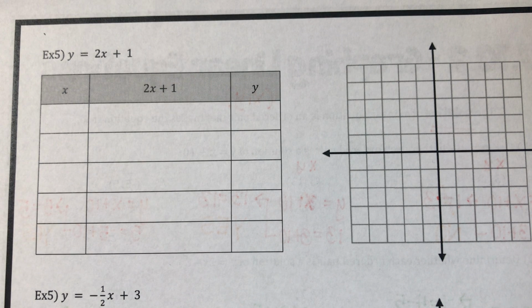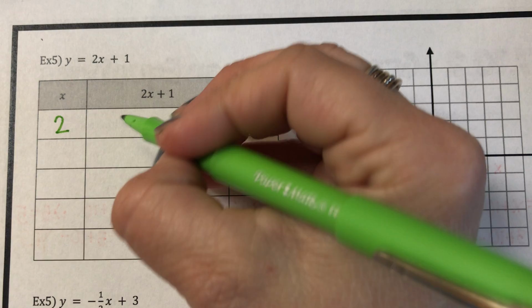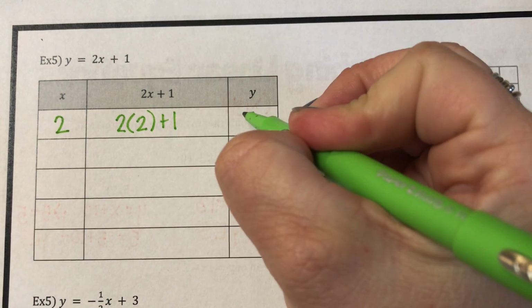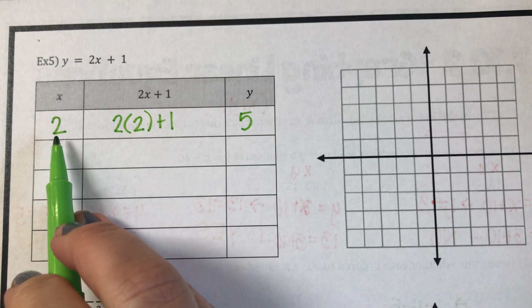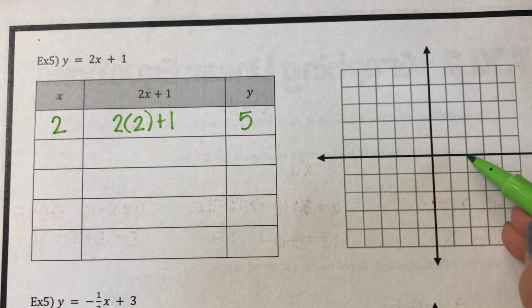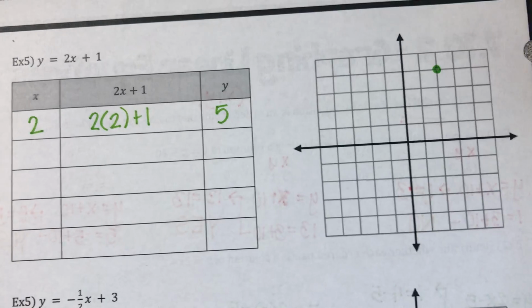So let me get a few other colors out here. There we go. Okay, so let's say that I'm going to pick 2 for x. Then I'm going to plug it in. 2 times 2 is 4, plus 1 is 5. So that gives me the ordered pair 2, 5. When I put in a 2 for x, I got out 1, 2, 3, 4, 5 for y.